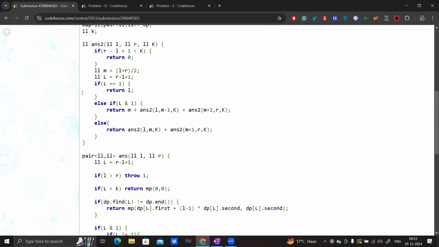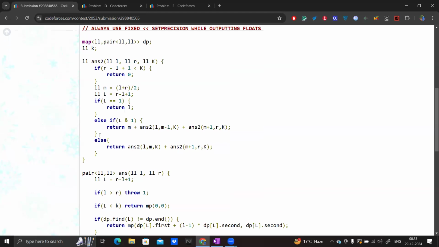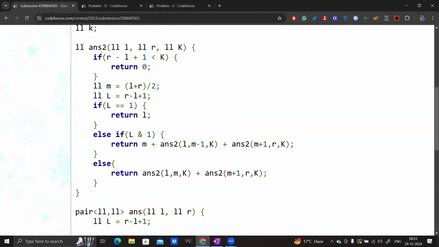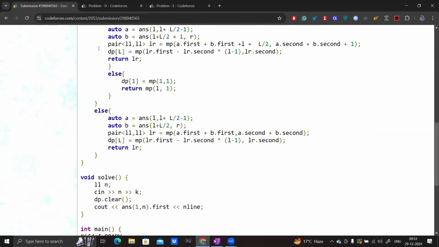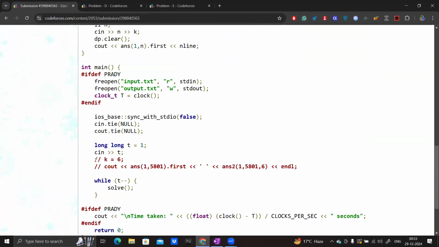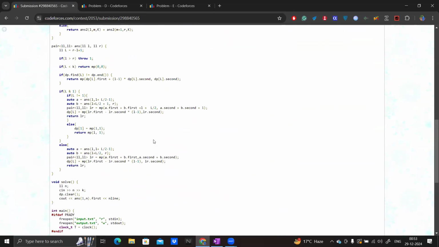Yeah, and just ignore this thing. I was debugging and I just wrote the brute force approach. This is O of n. And actually I was getting wrong answer. So I just wrote this and debugged my function. You can also see this value. I printed the answer for k equals 6. Anyways, let's move on to the next problem.